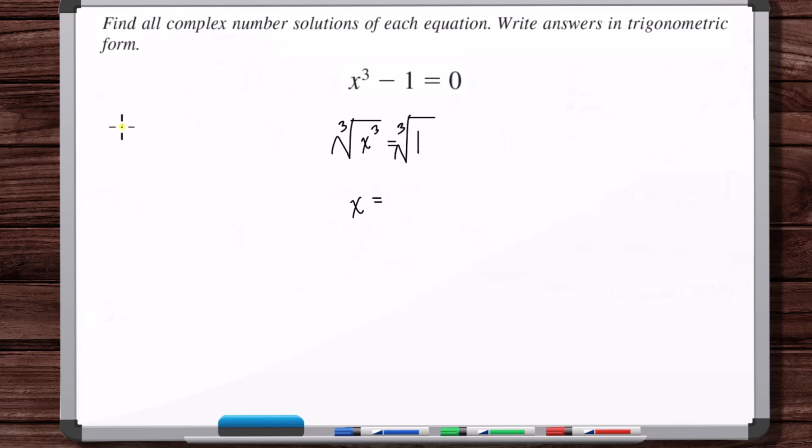We come off to the side and say, we've got the complex number 1 plus 0i. Now we want to find all of the cube roots of this complex number, just like we did in the previous video in this section. So we first put this in polar form. The radius is going to be 1, and the angle is going to be 0. It's just a positive real number.